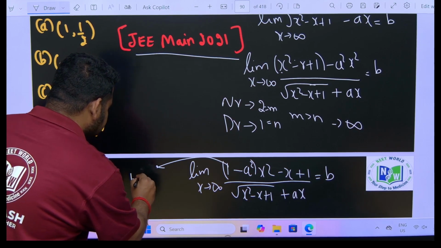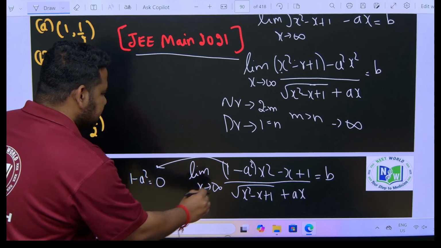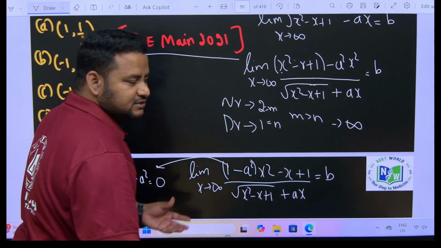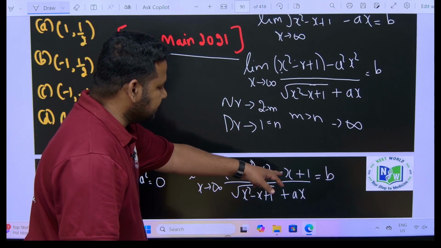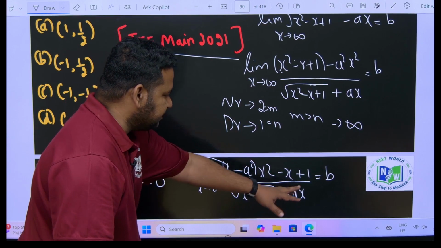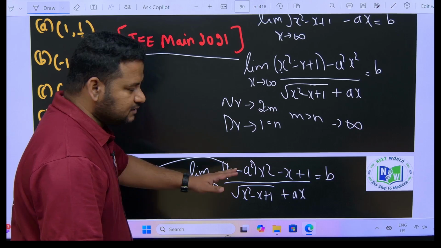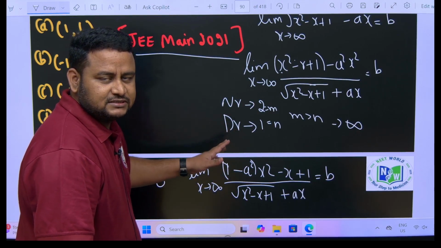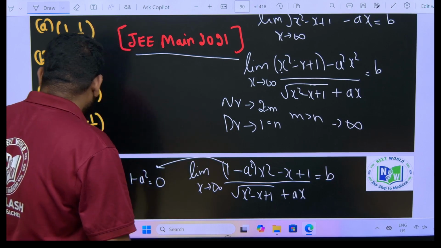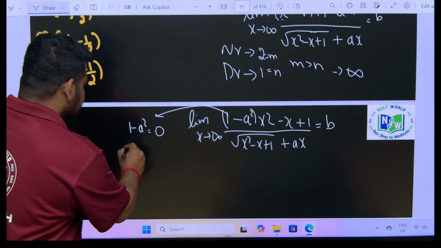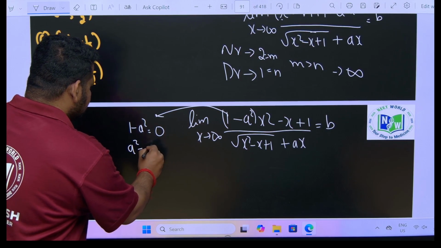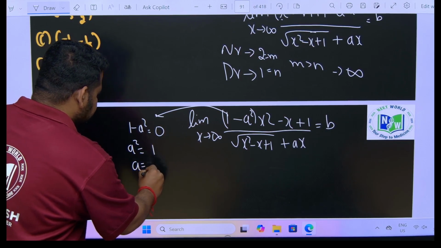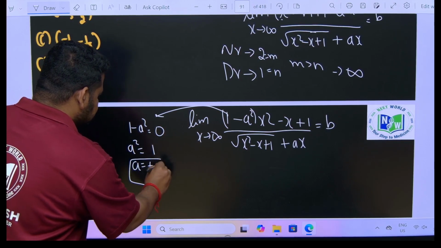This 1 minus a square should become equal to 0. So 0 into x square is nothing but 0. Then 0 minus x plus 1 divided by the denominator will become equal to b, and the powers of numerator and denominator will be equal, that is 1. If I make it equal to 0, a square will be equal to 1, so a will be equal to plus or minus 1.